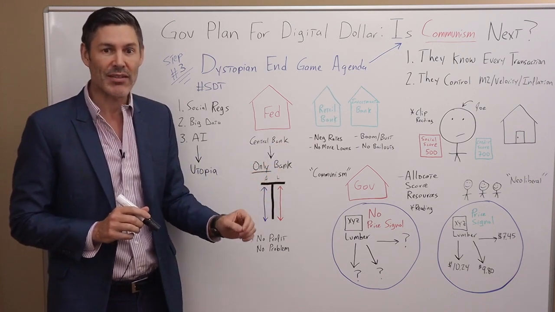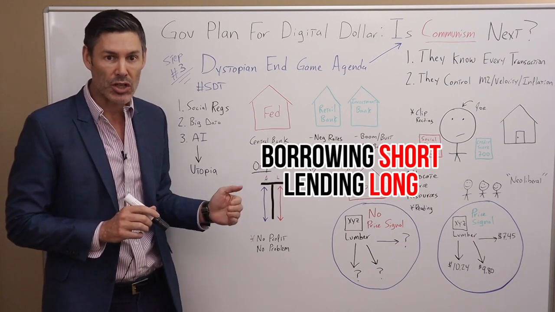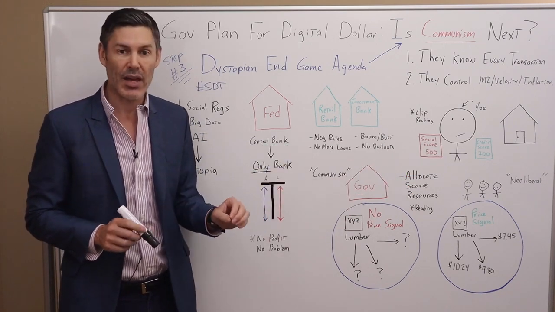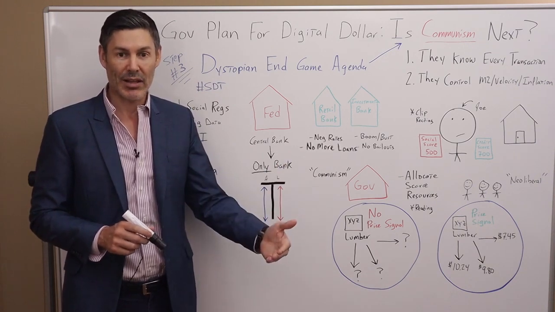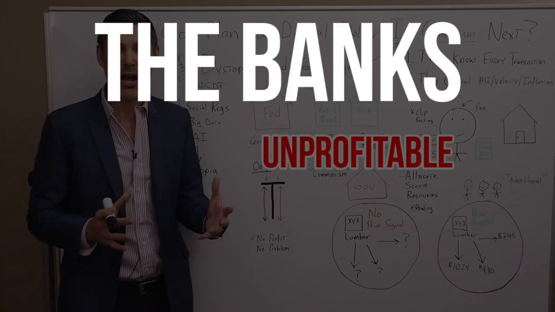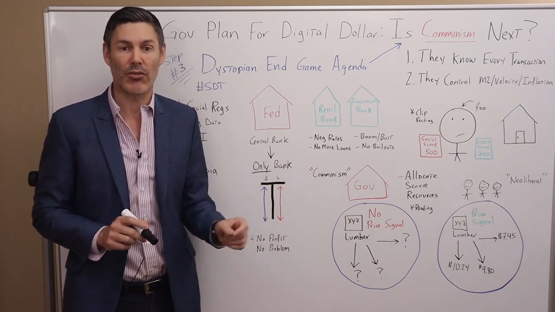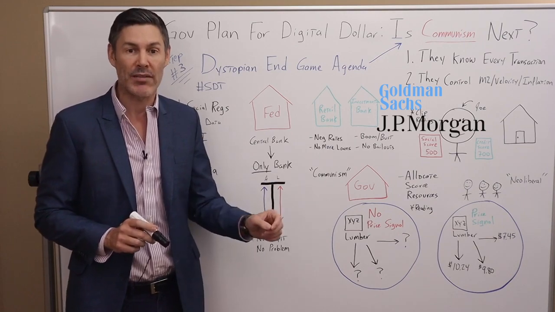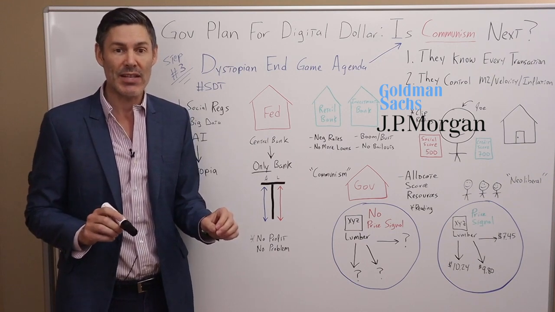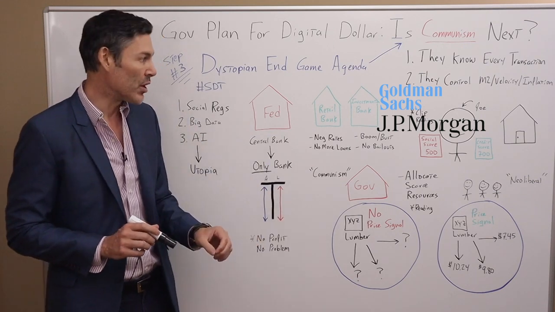With negative interest rates, they can't make money with their old business model of borrowing short and lending long, pocketing the spread. And if you decrease the amount of bank reserves they have access to, you again limit the lending. And if you limit the lending and you make lending completely unprofitable, the banks all go bust. Now you may be saying to yourself, well, George, what about the investment banks? What about the Goldman Sachs, the JP Morgans? They're making all-time high profits right now, even during the sickness, while the retail banks are tanking because they're going down with the real economy.